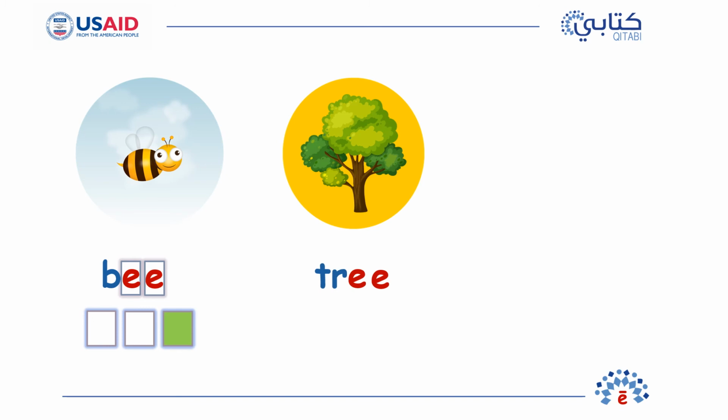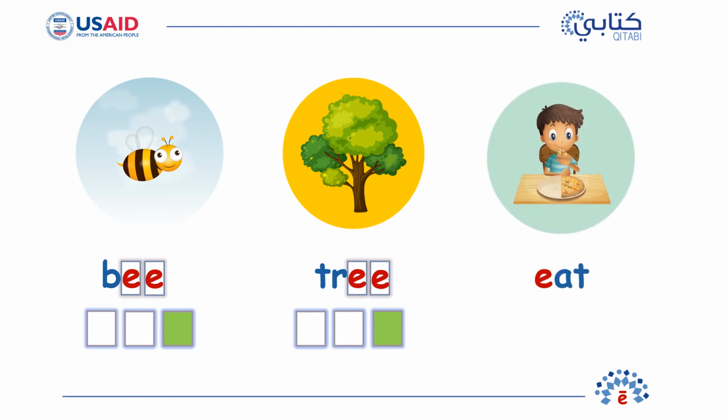What do you see? Tree. Can you see the E's in tree? Where are they? That's right. The E sound is at the end of the word. Do you see the small E's at the end of the word tree? What do you see? Eat. Can you see the E in eat? Where is it? That's right. The E sound is at the beginning of the word. Do you see the small E at the beginning of the word eat?